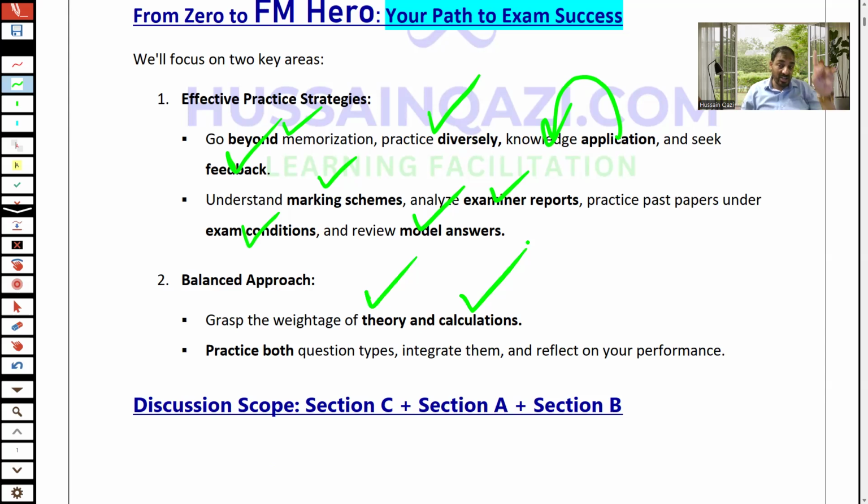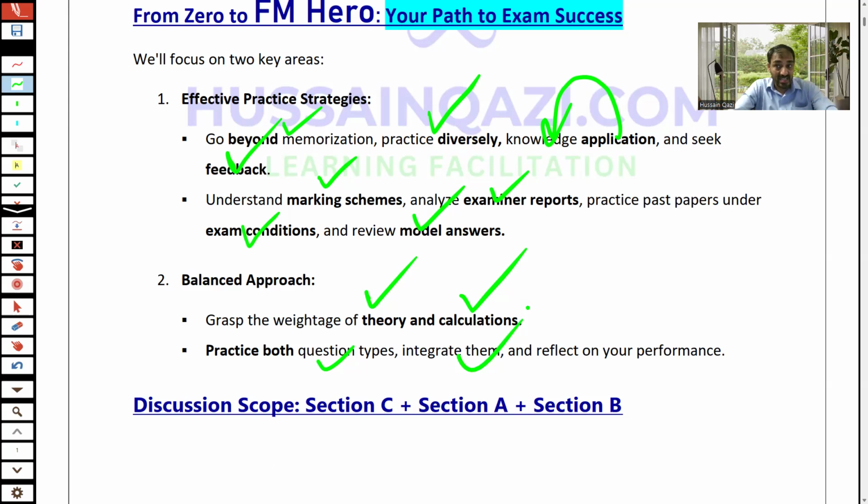Do remember, whether section A, section B or section C, collectively the exam is 50-55% theory and 45 to 50% calculation. So do invest in the same manner. Practice both types of questions, theory and calculation, with sections A, B and C, and then integrate them.